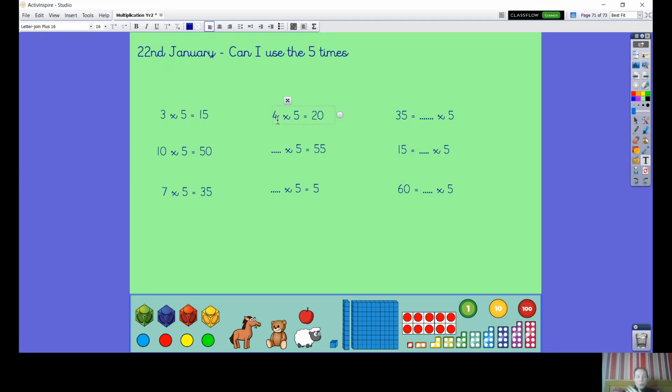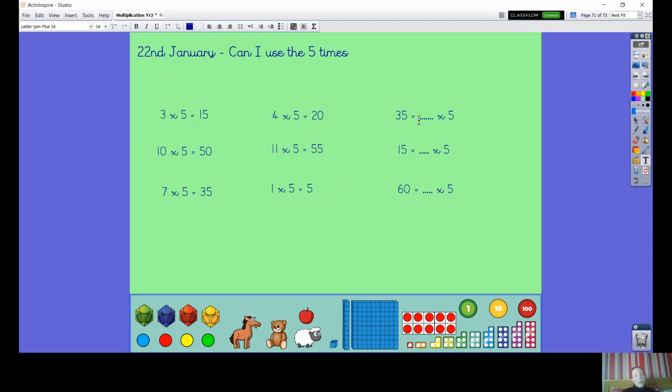We could do the same with this one. Something times 5 is 55. 5, 10, 15, 20, 25, 30, 35, 40, 45, 50, 55. So did you get it? 11 times 5. And something times 5 is 5. 5. 1. 1 times 5.